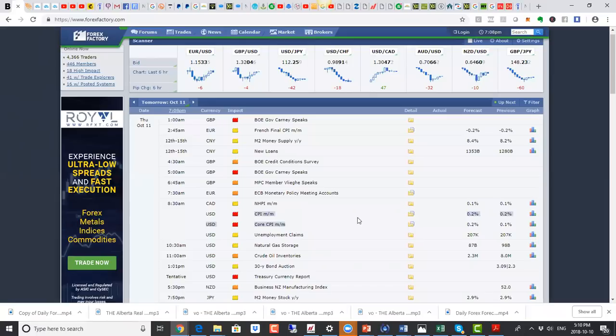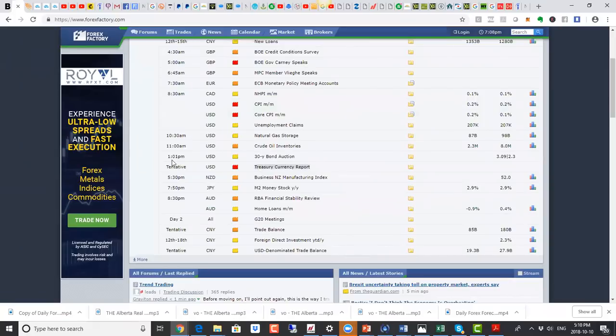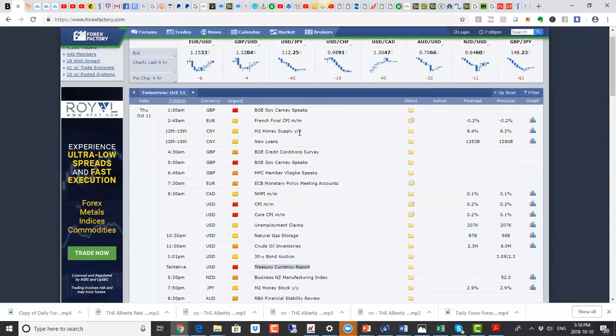So if the numbers come out negative, that will have a negative impact on the US dollar. And if they come out better than expected here, that will be positive for the US dollar. We do have a Treasury currency report. Again, do not know when that's coming out. And that's it in terms of the news. So let's move on to the charts here.